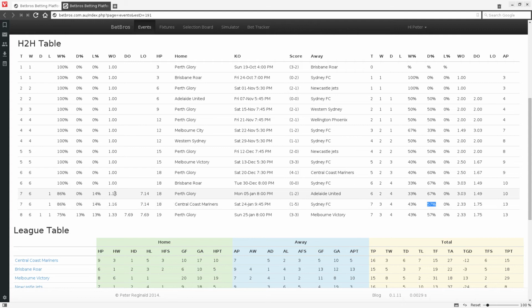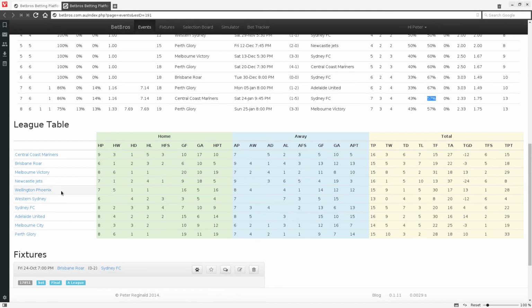Perth Glory, on the other hand, their highest statistic is 75% to win. 75% of matches they've won at home, where their draw and loss are very low historically. They've only drawn 1 and lost 1 at home. Nevertheless, Perth Glory's last game, they actually drew against Melbourne Victory.